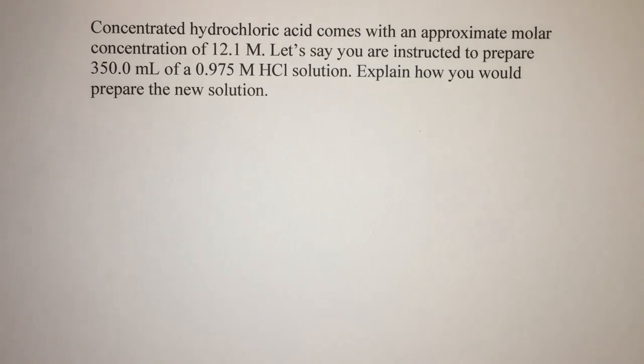Let's do an example where we're instructed to prepare 350 milliliters of a 0.975 molar hydrochloric acid solution. So notice that we're taking the concentrated solution and we need to water it down, so to speak, or create a more dilute solution that we can use for our experiment. Notice the question is asking us to explain how we would prepare that solution. So a couple of key things before we get started.